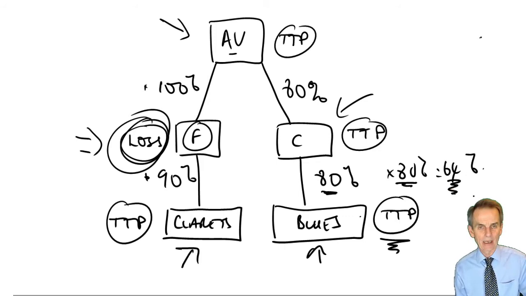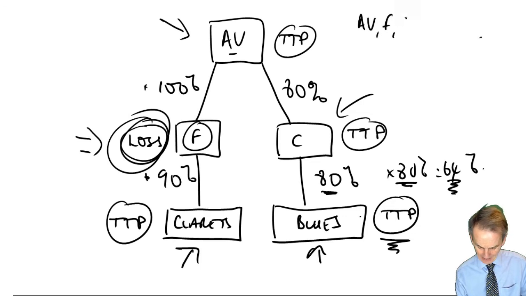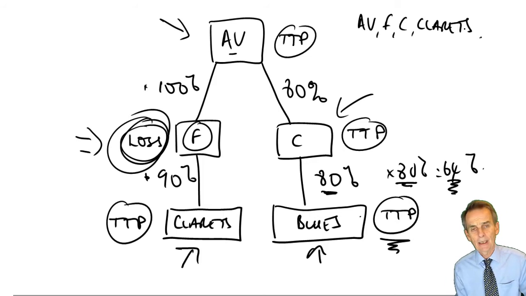Because the effective is less than 75%. However, you would have then a slightly more interesting group structure as regards who may group relieve with whom. You would have here the basic group relieving group that would still be AV, F, C, and Clarets. And if any one of those were to make a loss, it could group relieve with any other. But we also now have a further group for purposes of group relief.